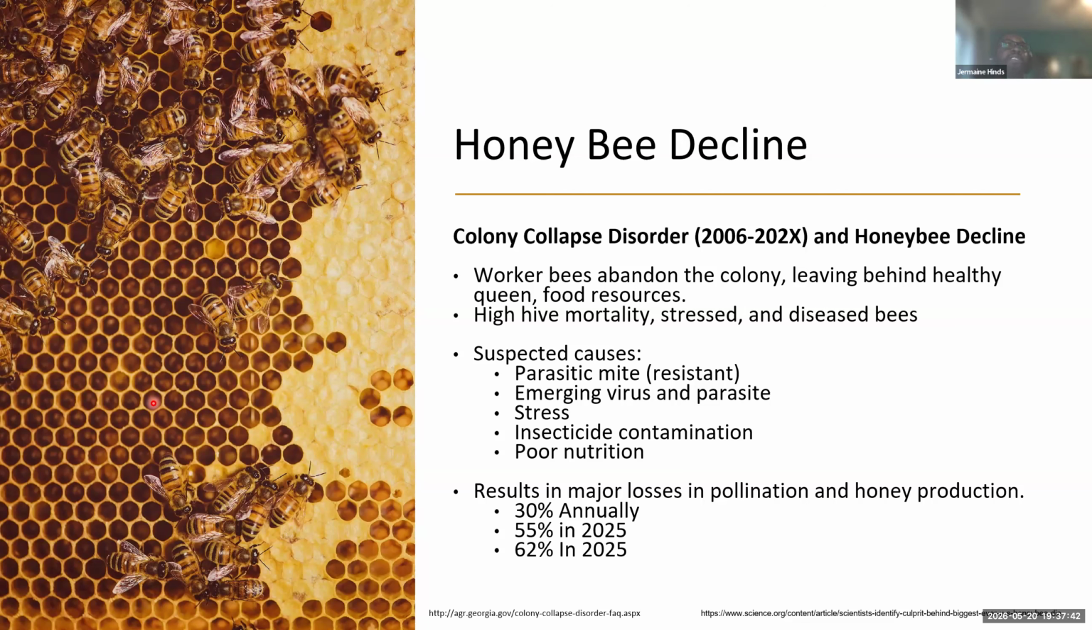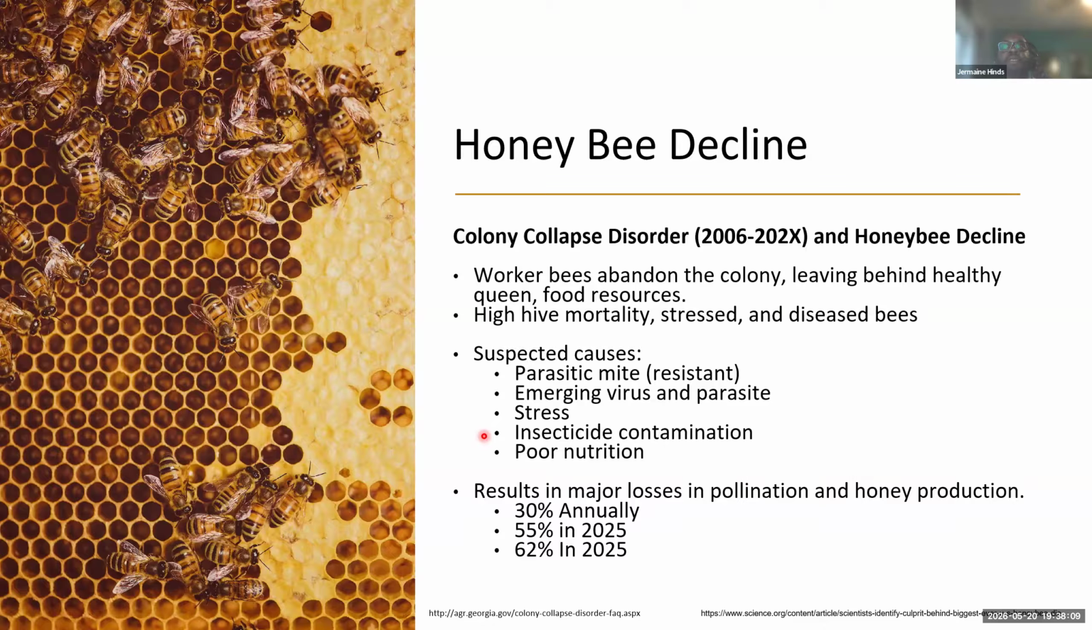Now instead, we're just seeing a lot of die-off, dead bees and diseased bees, and some of the suspected causes are this parasitic mite, the varroa mite. I'll talk a little bit more about it, and it's now found to be highly resistant to the number one mite control, which is amitraz. It's a devastating pest to honeybees because they feed on the honeybees and transmit viruses through the hive.